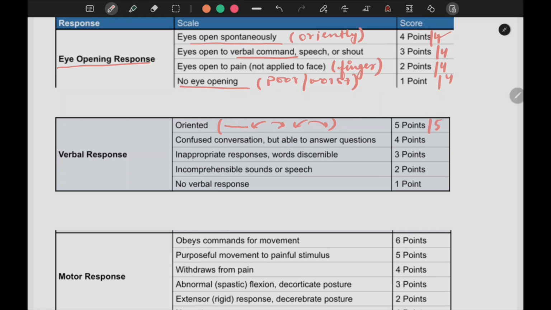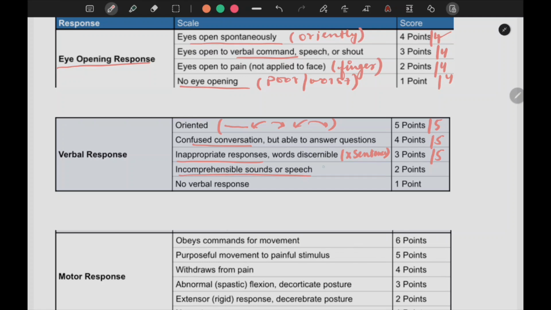In that condition you will give 5 out of 5. If the patient is confused in his conversation but still he is trying to answer, that is when you give 4 out of 5. Now when you're getting an inappropriate response, and many a times the patient is not able to form any sentence, he is only trying to say words, yes, no, that is when you give 3 out of 5.